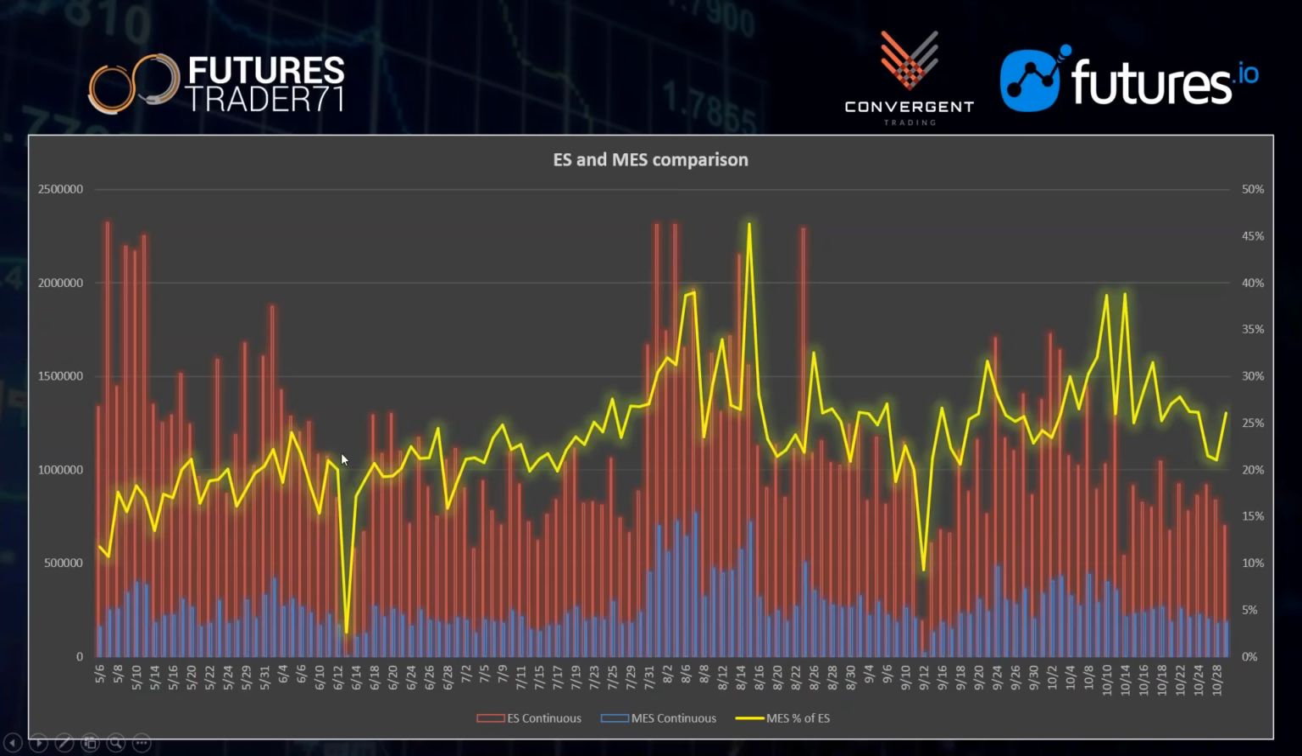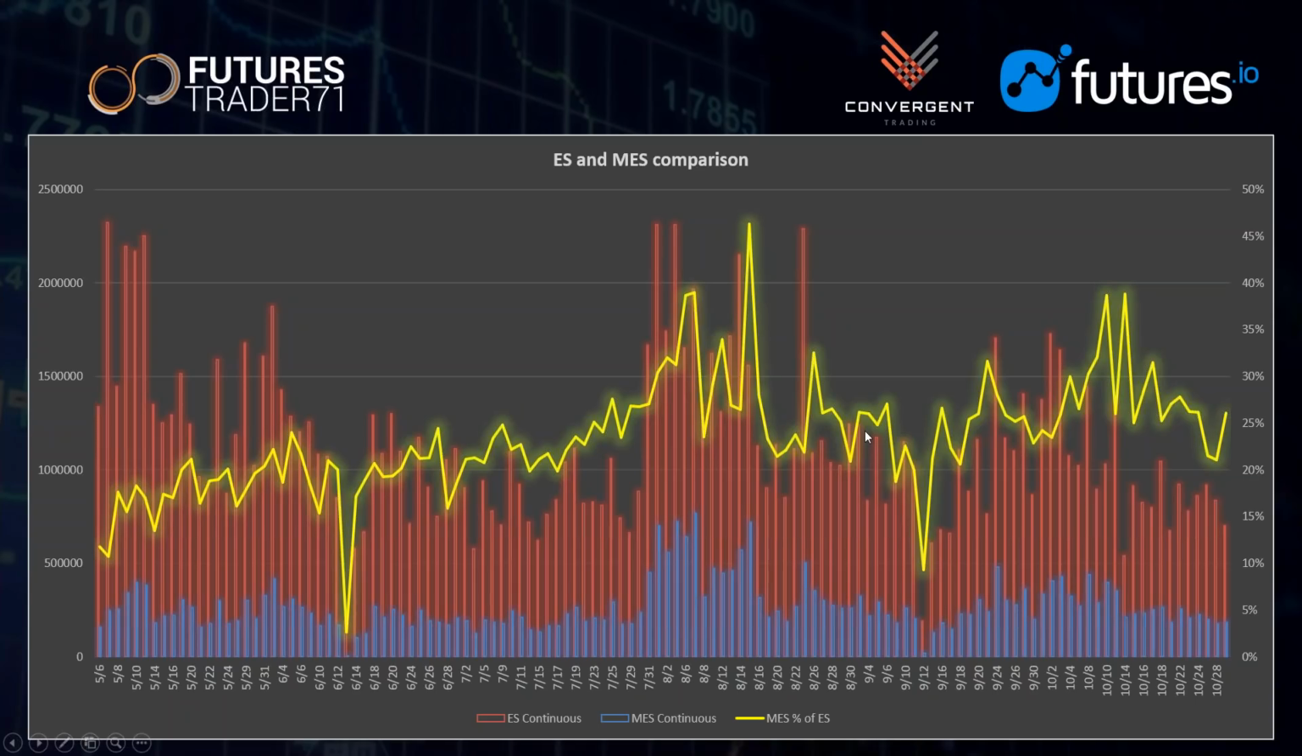The red bars is the S&P E-mini volume per day since the micro was launched. Okay, since May 6th. You can see that on the left, May 6th. The blue is the MES, the micros.